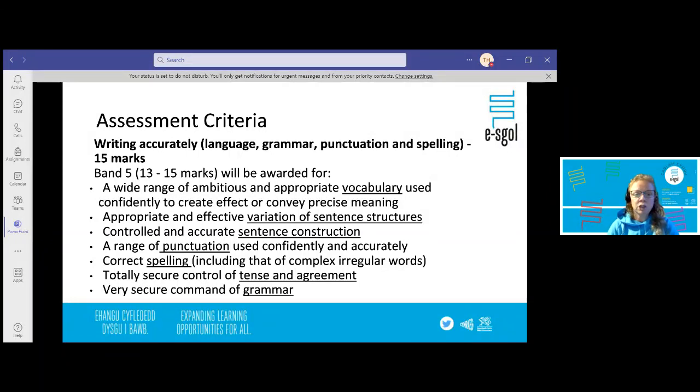And it says a very secure command of grammar. So just making sure that you're really confident and that your basics are absolutely spot on, and then trying to polish your writing by adding in these extra details.